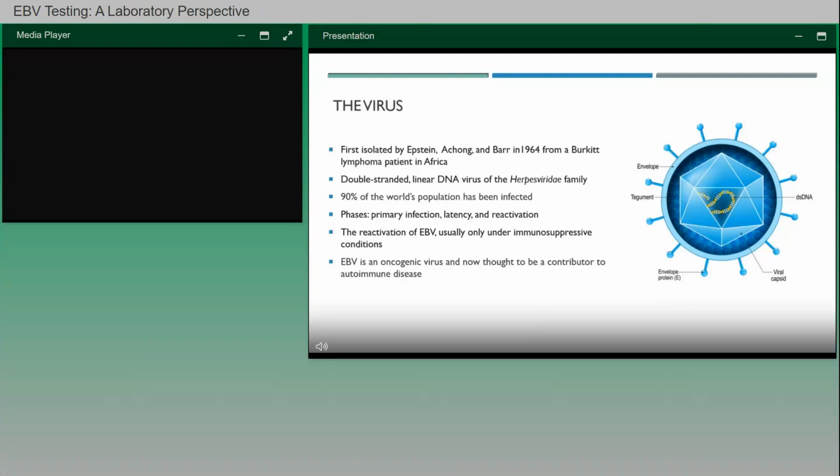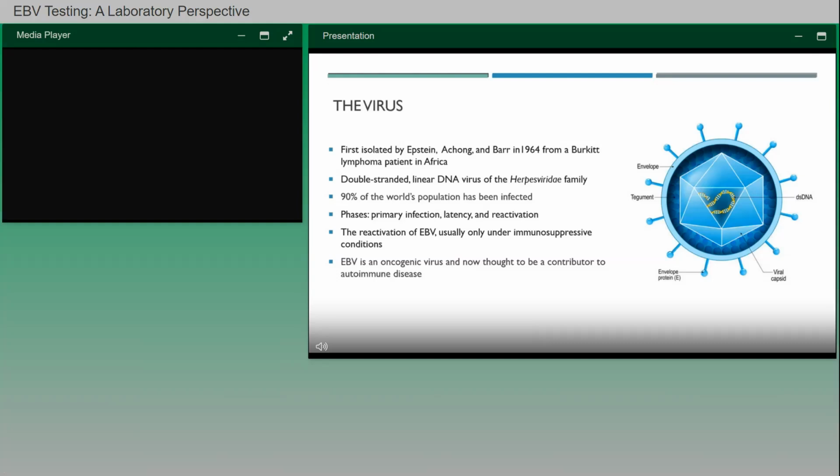It's a double-stranded linear DNA virus, and it's in the herpes family. You can see here it's got a viral capsid, which will become relevant later when we talk about antibodies to this capsid protein. And the big thing that many of you probably already know is that most of us have been infected with EBV. It's very ubiquitous globally throughout all humanity. About 90% of the world's population has been exposed to and infected by EBV. Most of us have been asymptomatic with that exposure, and we'll talk about that.